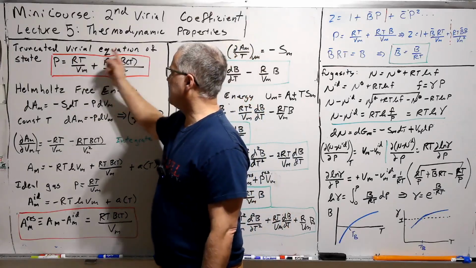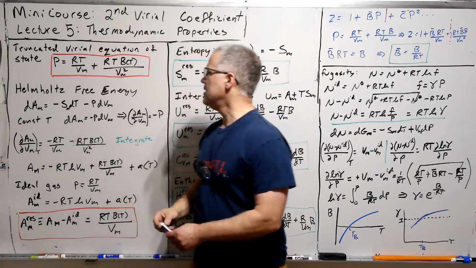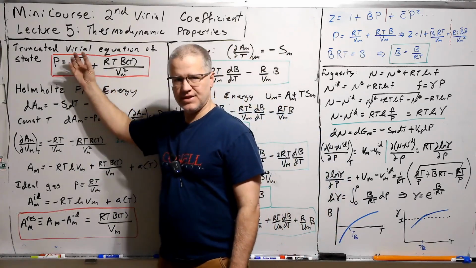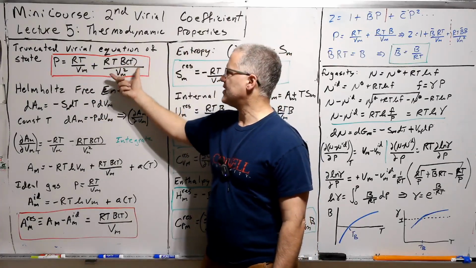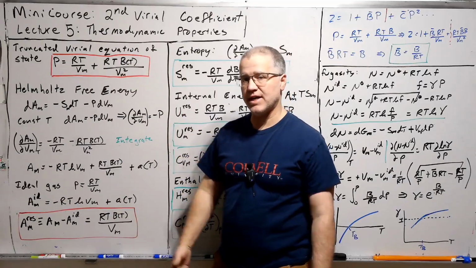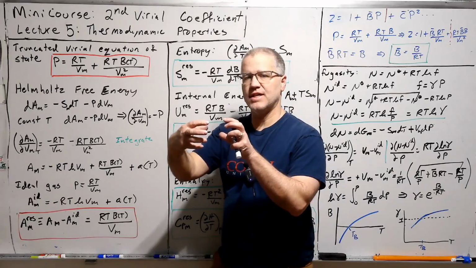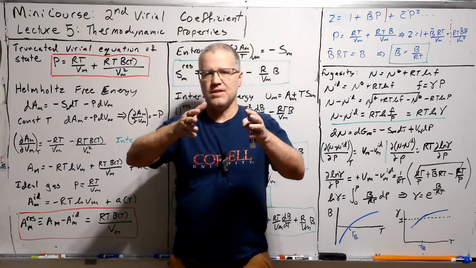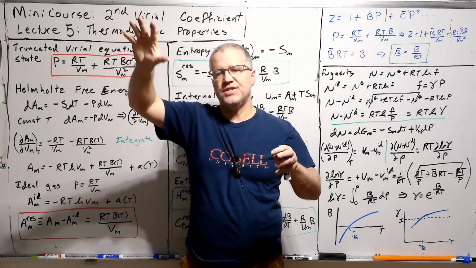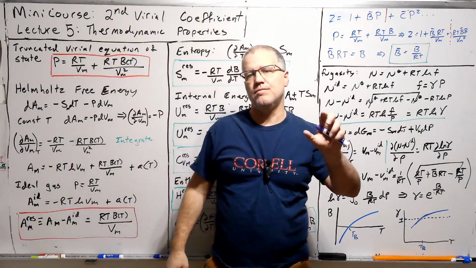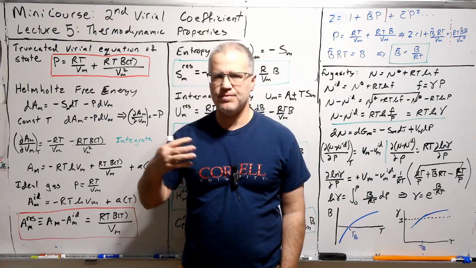So the truncated virial equation of state is going to be P equals RT over Vm. You can see this is capturing the ideal part of it, and then here is the correction carried by the second virial coefficient that traces back to the intermolecular potential. So we can see that B is the linker between the big thermodynamic system-wide variables and the molecular level interaction.